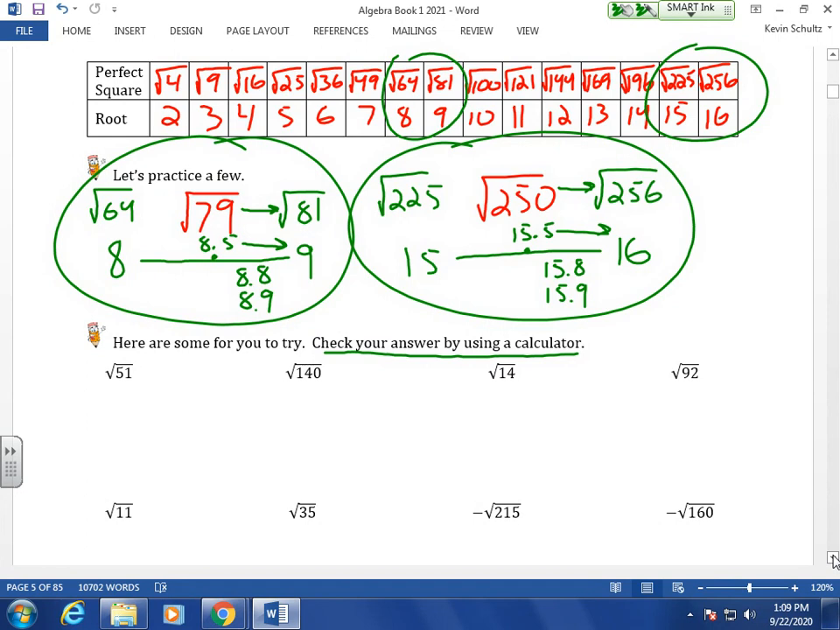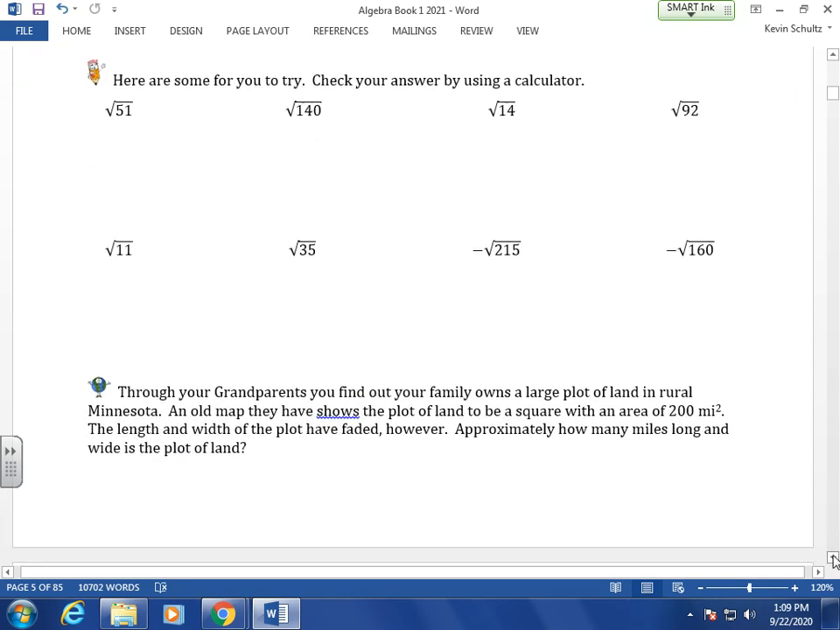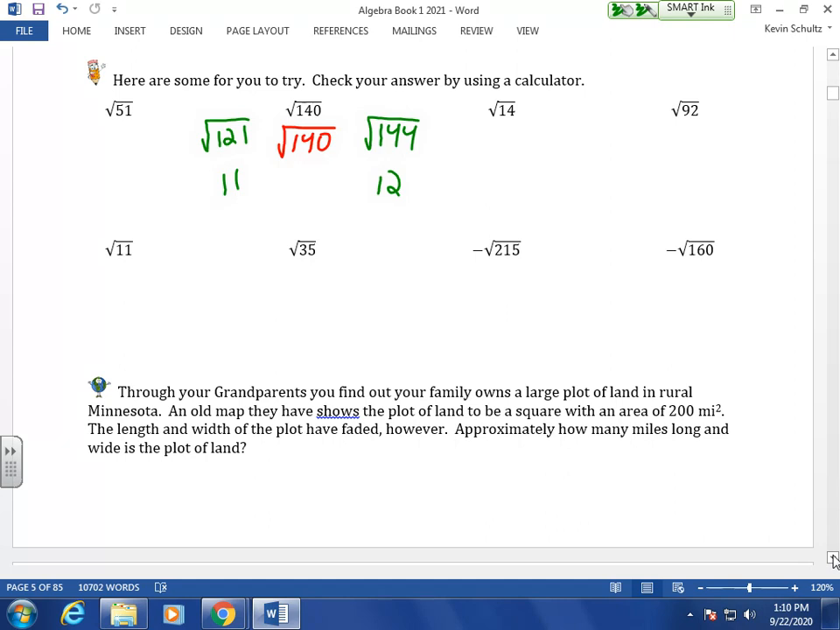Pick one from the top row that you want to explore. Camden. 140. The root of 140. Ooh, pen down. There we go. Okay. Root of 140. What are the perfect squares on either side of it? What's the next smallest? What's the next largest? Luke? 11 and 12. Root 121, which is 11, and root 144, which is 12. And because root 140 falls between those two perfect squares, we know that its value falls between 11 and 12.